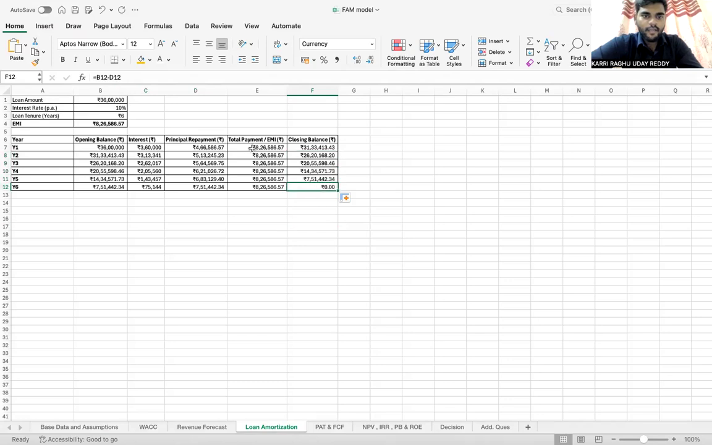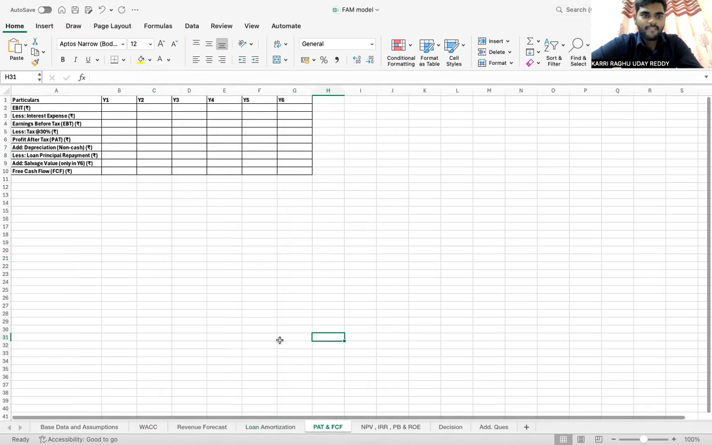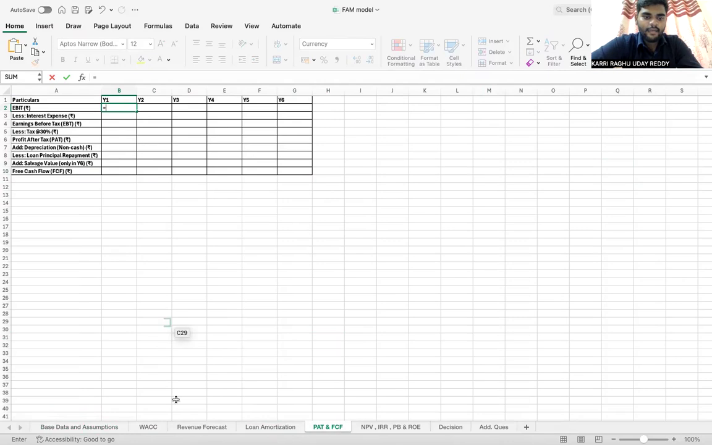See, we are getting 0 here. And these interest and principal payment values we will use further in calculation of PAT. Now let us go to PAT and free cash flow calculations. So EBIT we already calculated in revenue forecast.